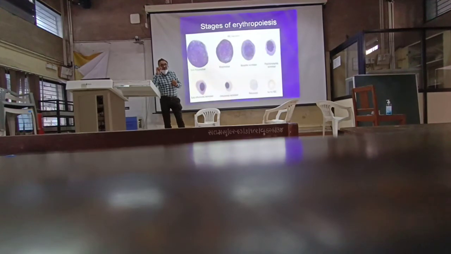Because the basophilic blue cytoplasm is now invaded by hemoglobin formation, and the hemoglobin color on a peripheral smear is pink. The color of the red cell is that of hemoglobin, pink. So it is polychromatic because of basophilic plus pink incorporation. That's why it's called a polychromatic normoblast.